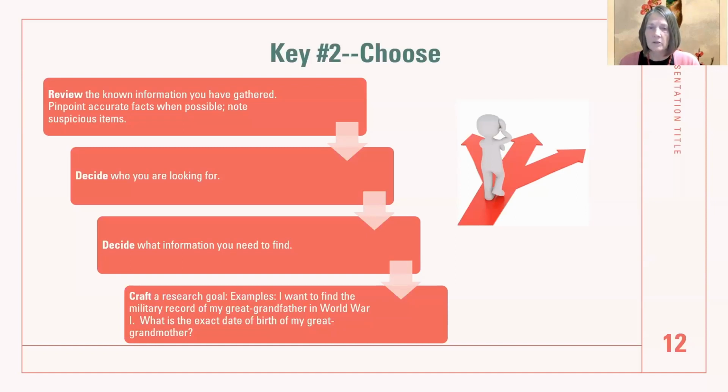Okay, so try really hard to make this as logical as possible. The thing you do then is you craft your research goal. You choose, what am I looking for and who am I looking for that information for? So these are just some examples. I want to find the military record of my great-grandfather in World War I, or what is the exact date of birth of my great-grandmother, and so on, that type of thing, okay?